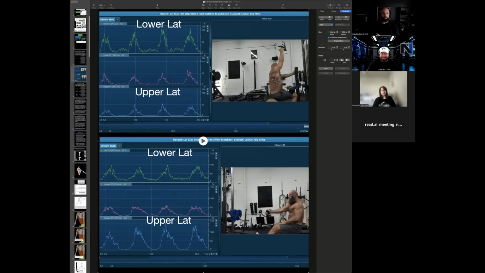Fine. So this is where we're at, the burden of proof. Okay. You've made the claim that the lower lats cannot be biased. Cass's claim is that they can be biased, and the burden of proof falls on Cass.